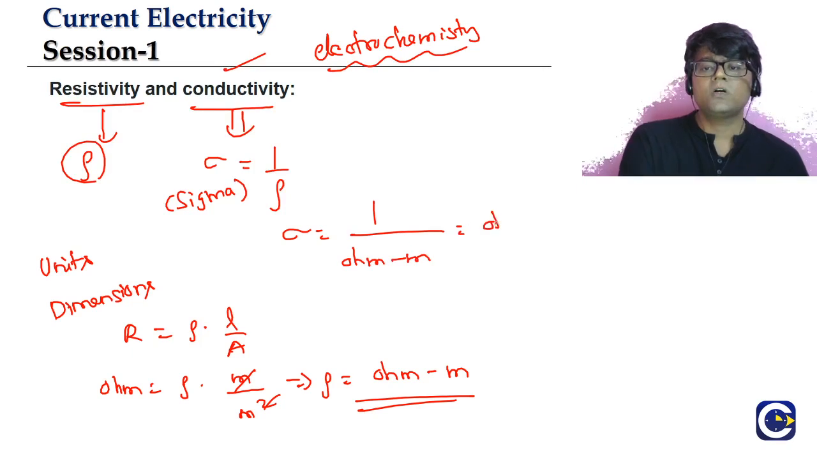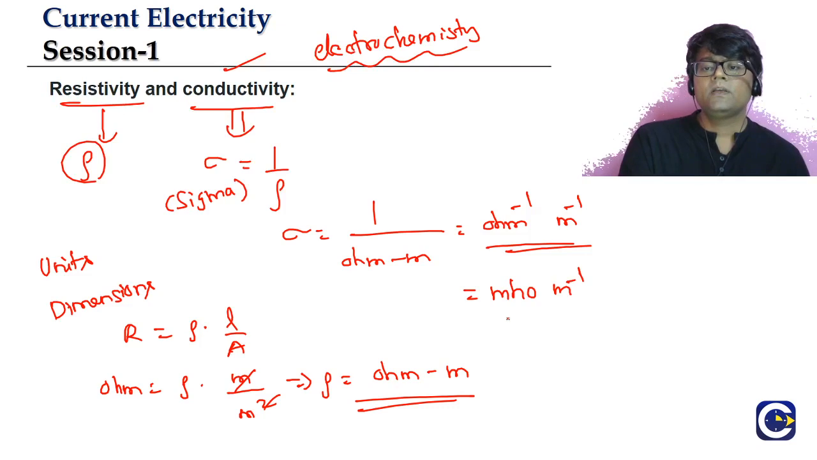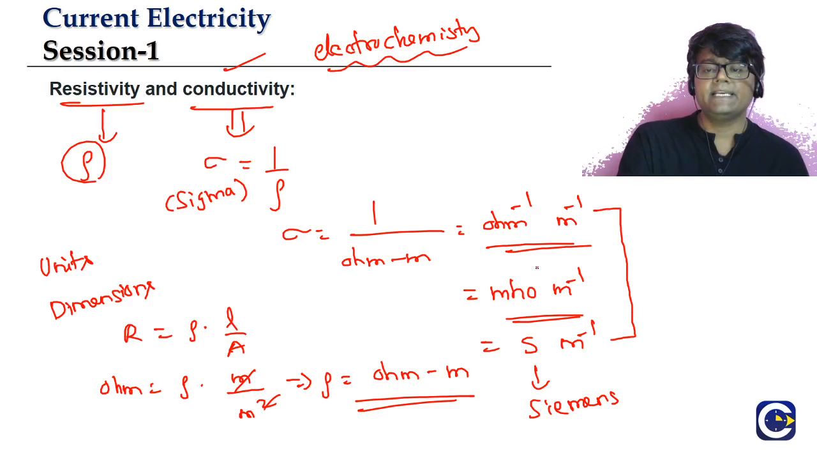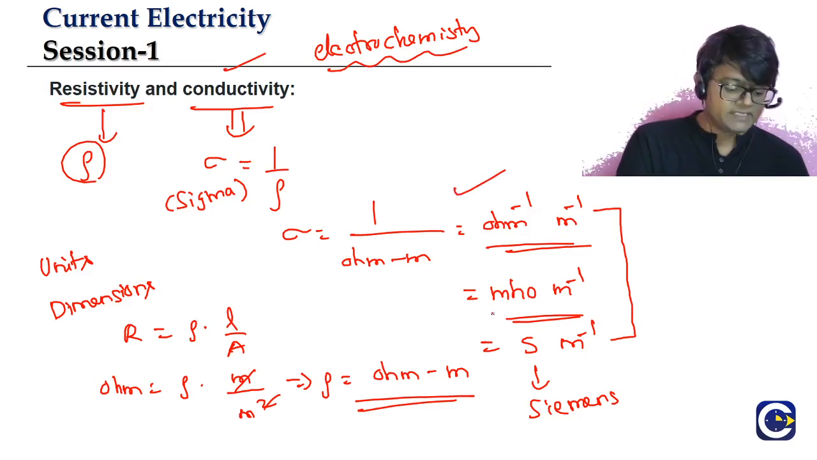We can also write it as ohm power minus 1, meter power minus 1. That is, ohm inverse, meter inverse. This ohm inverse, just like the way we reverse the letters, is also written as mho. Instead of saying ohm inverse, we also accept this one, MHO, mho meter inverse. We can also write it as S meter inverse, where S represents Siemens.